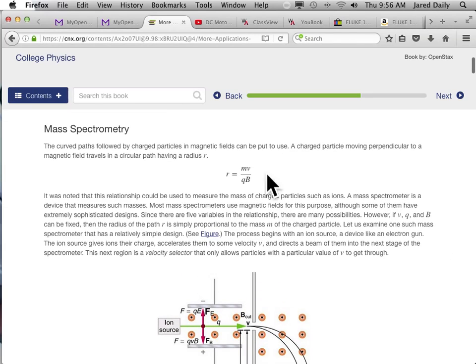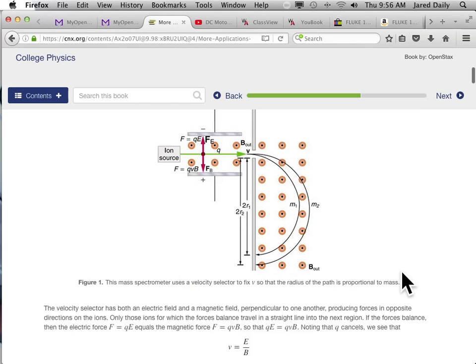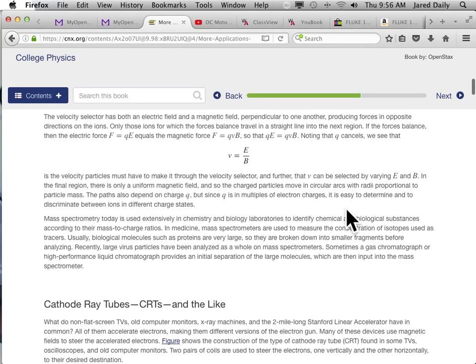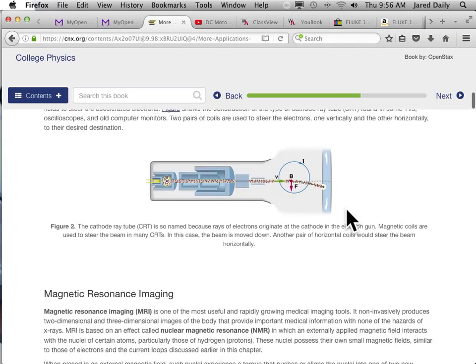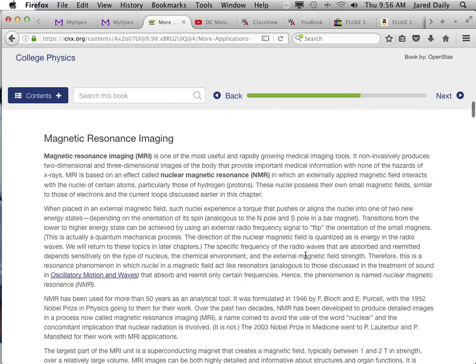So here's that same equation for mass spectrometry, right? When you shoot particles going into a magnetic field, you can actually calculate what kind of particle it is if you know the magnetic field and if you know the initial velocity of the particle. So you can actually calculate what kind of particle it is. Cathode ray tubes use those same things. Magnetic resonance imaging, or MRI.